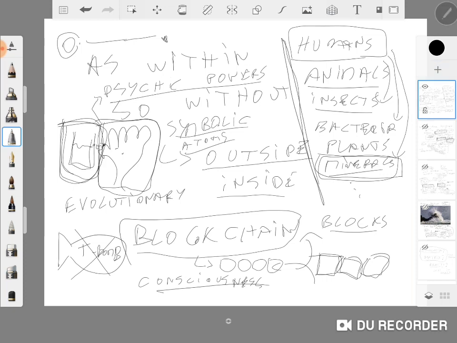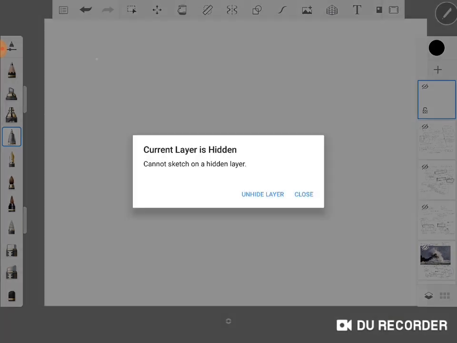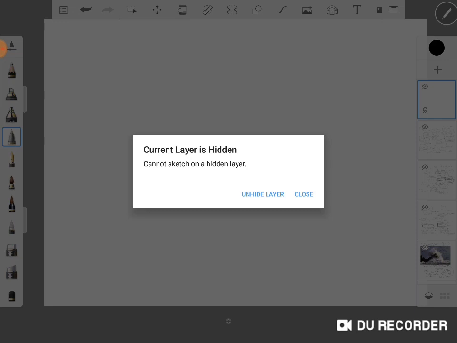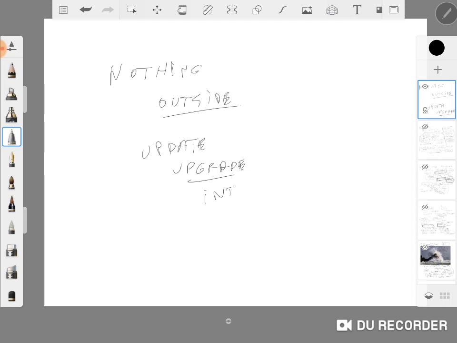And so what's the conclusion of all of this? Well, first of all, that there's nothing outside of this simulation. Whatever we need to do is just update or upgrade our interface in a responsible way to do more things.